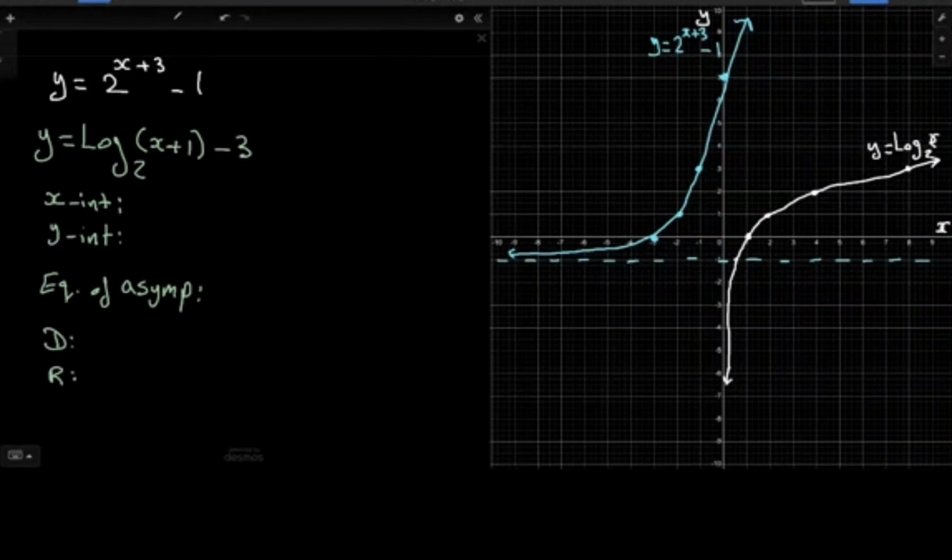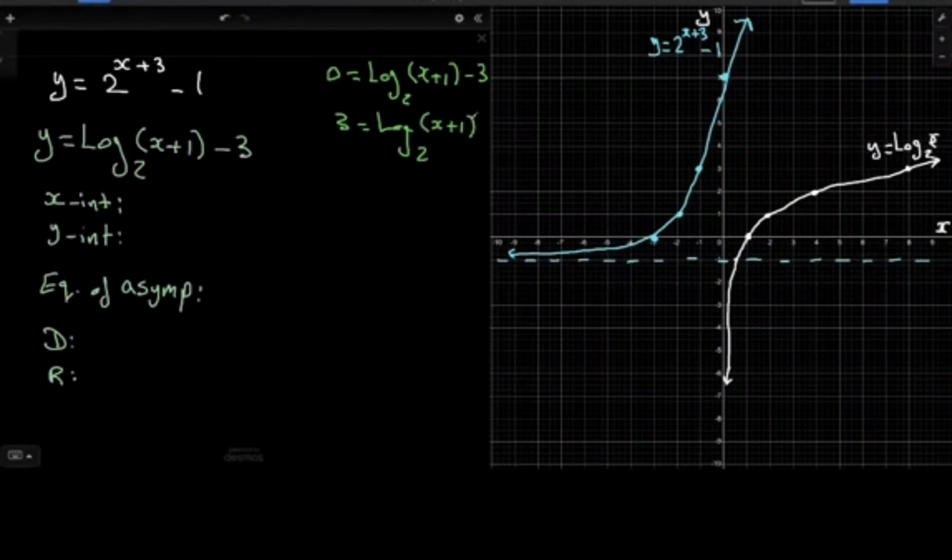Some of you have to remember your log rules and how to manipulate logs. So now let me find the x-intercept first. To find the x-intercept, I make y 0. So I'm going to say, if I want to find the x-intercept, I make 0 equals log base 2 of x plus 1, minus 3. Moving the negative 3 to the other side, I get 3 equals log base 2 of x plus 1.